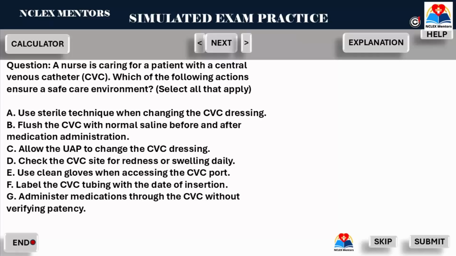And there you have it. This was a deep dive into safe and effective care using a realistic NCLEX case study.